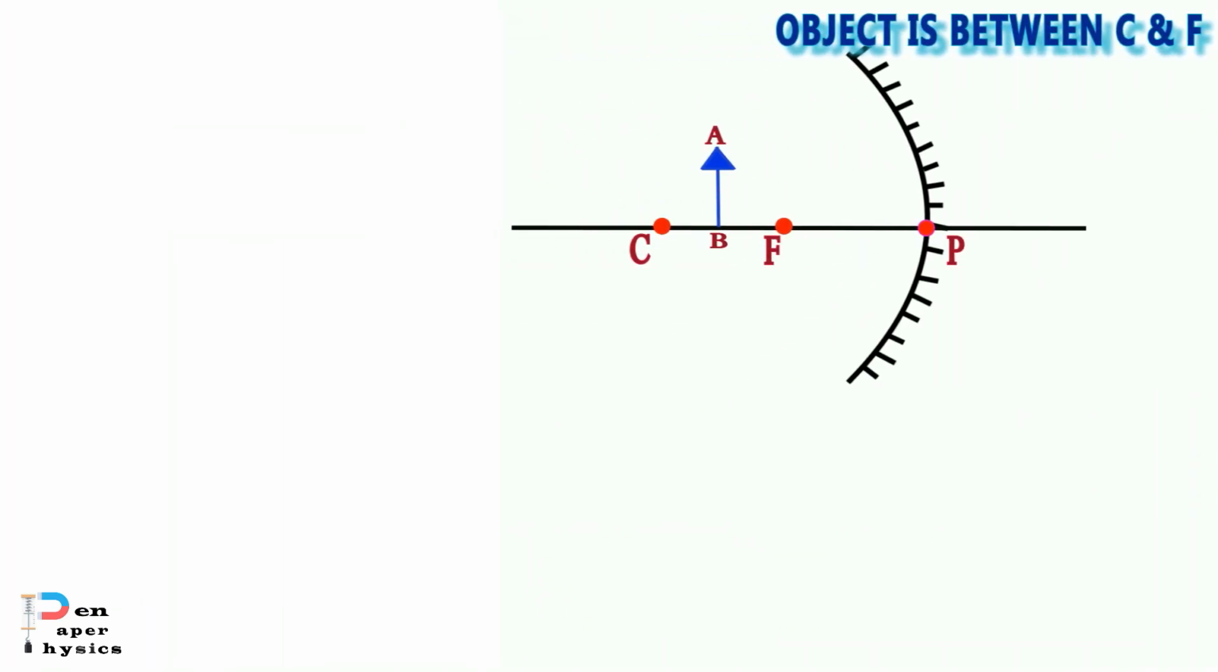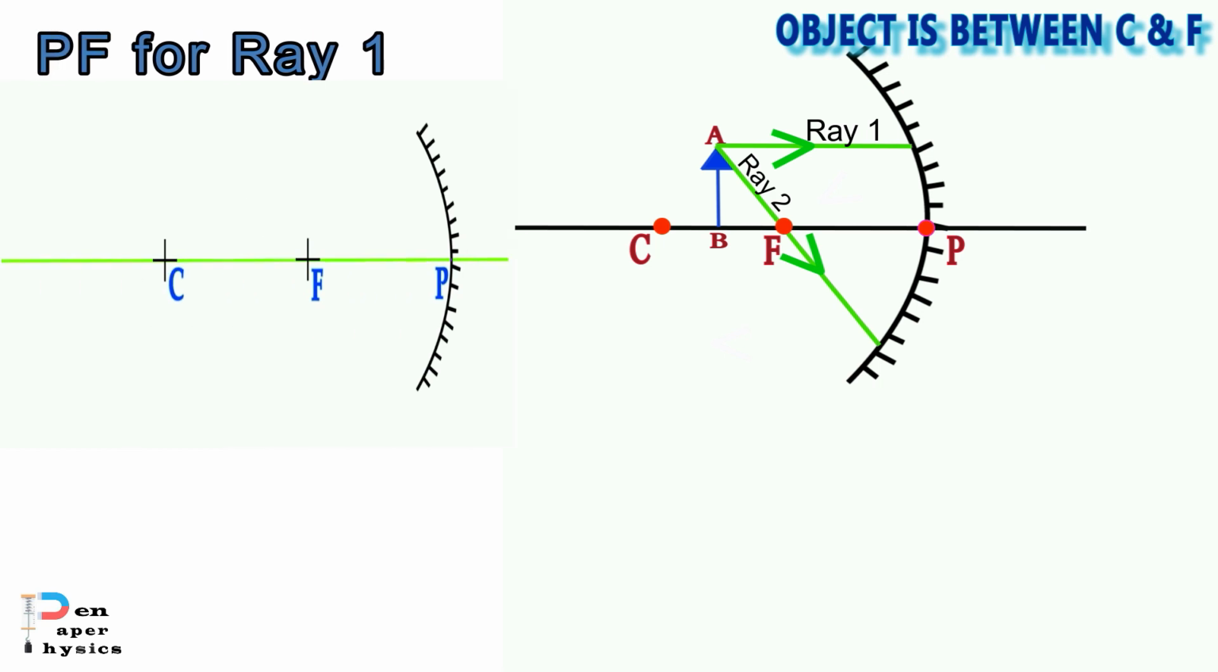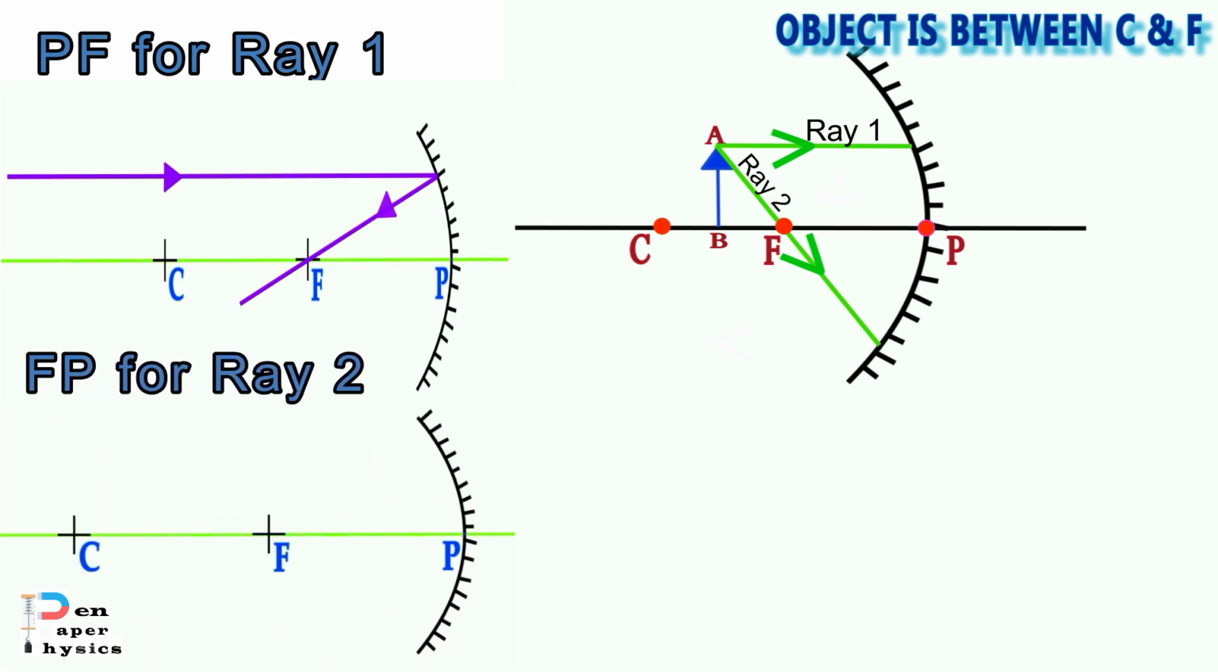Next case that we will study is object between C and F. So here the object AB is kept between C and F in front of a concave mirror. Here also I will draw two rays, ray 1 parallel to principal axis and ray 2 passing through focus. Similarly, we will follow PF rule for ray 1, parallel ray passing through focus, and for ray 2 we will follow FP rule. That means a ray passing through focus becomes parallel. So let us complete the diagram.